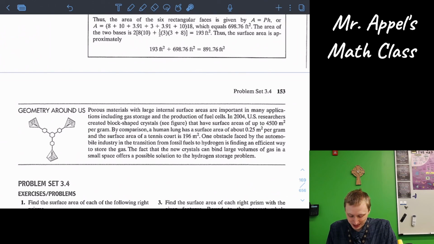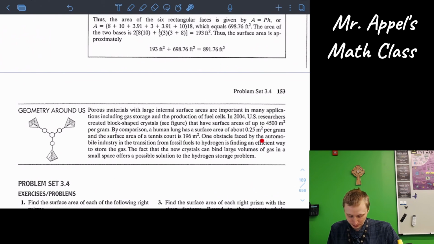By comparison, a human lung has surface area of about 0.25 square meters per gram. And think of how much air we can breathe in at once. The surface area of a whole tennis court is 196 meters square. This thing has orders of magnitude more surface area in a single gram than a whole tennis court.